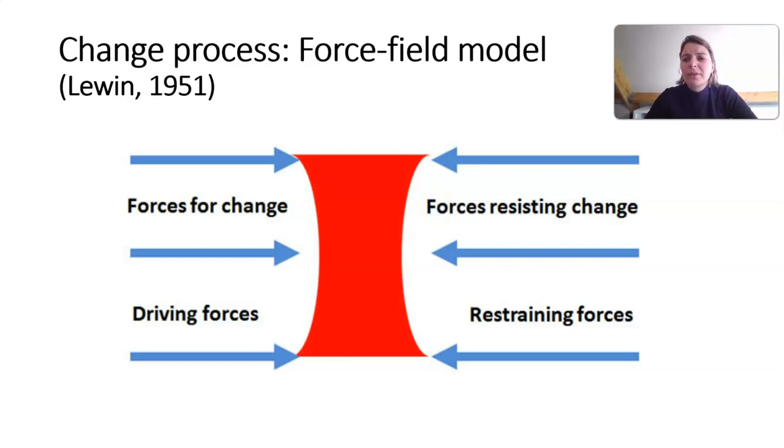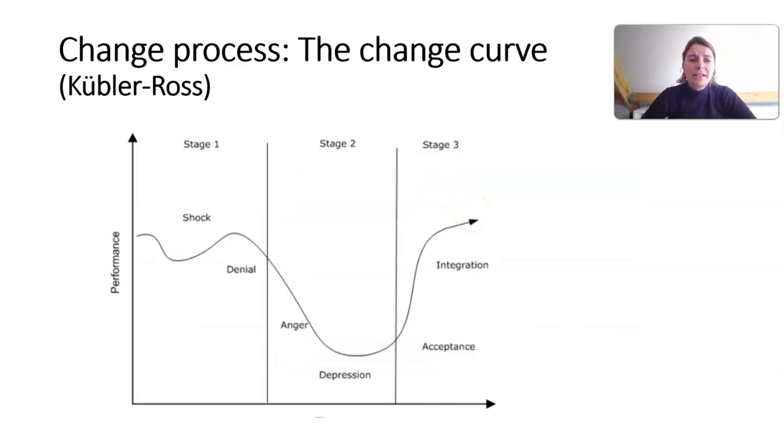Now, if we're talking about the critical role that leaders have in a change process, it's also important to realize that there are different stages that people, that employees, go through when they find themselves in a change. So when an organization decides to implement a change, the change curve by Kübler-Ross suggests that these employees go through different stages. They go from shock to denial, to anger, to depression, to acceptance, to integration of the change.